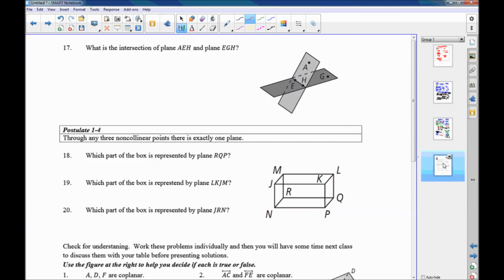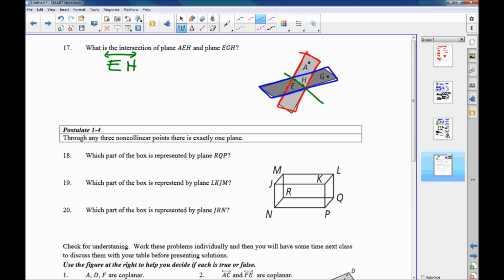Our last question, a couple questions. What is the intersection of plane AEH and plane EGH? So AEH is the red one, and GEH is the blue one. And two planes are going to intersect to form a line. That was one of our postulates on the back page here. And the place where they intersect is right there. So what is the name of that? Well, that's line EH. We can't do EH as a segment or a ray because we need it to go on forever in both directions because those planes go on forever in both directions.